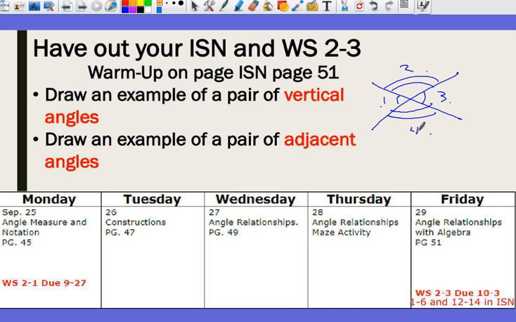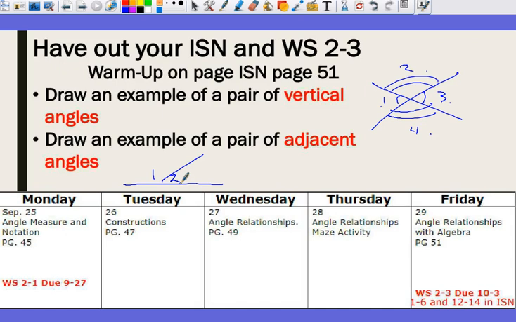All right, draw an example of an adjacent angle. Here's an example of an adjacent angle. But, hold up. Let's think about this. Did we really need to draw that picture? The first one has a bunch of adjacent angles on it. Right? Do you guys see them?